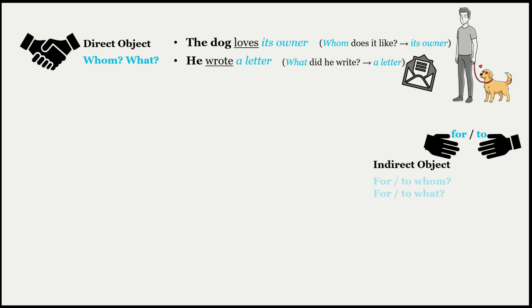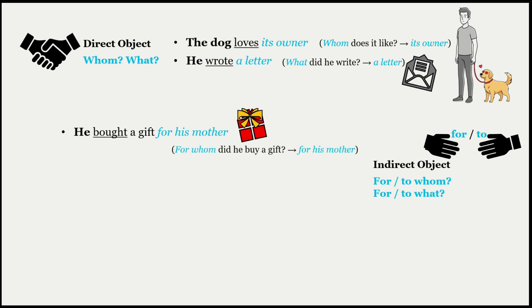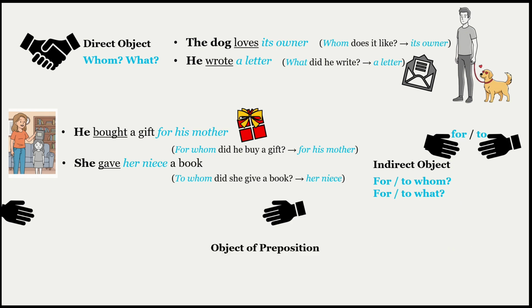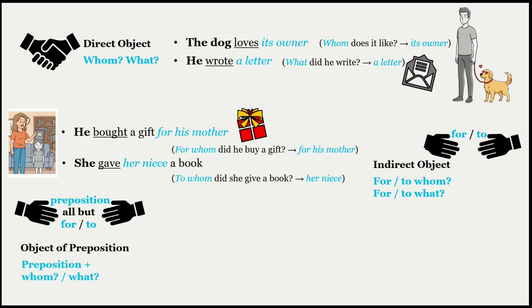Indirect objects are the second group. They receive the action indirectly, often connected to the verb by the preposition to or for. Ask to whom or for whom after the verb. He bought a gift for his mother. For whom did he buy a gift? For his mother. She gave her niece a book. To whom did she give a book? To her niece.